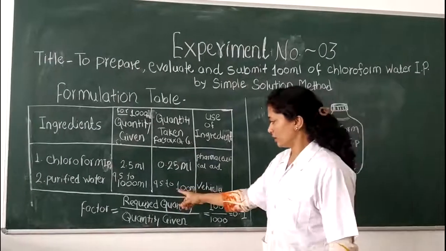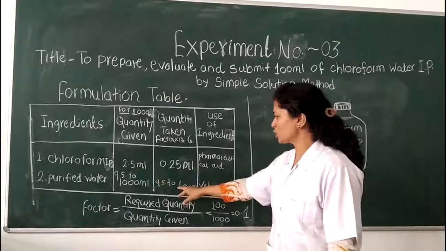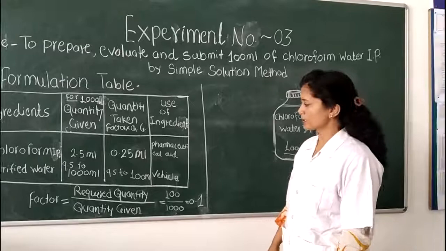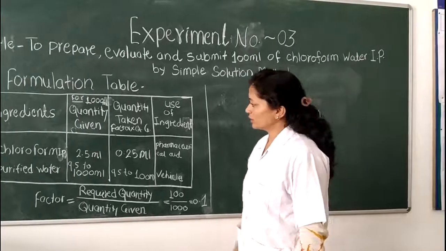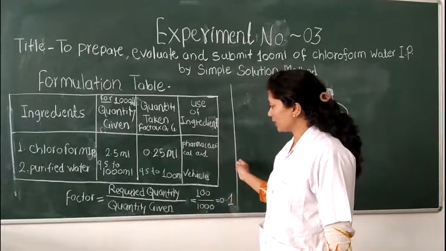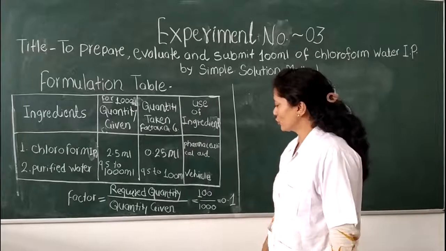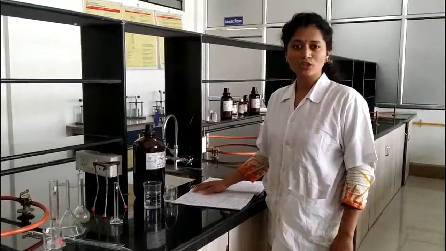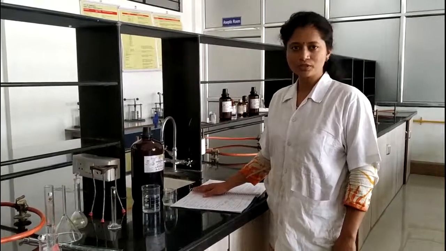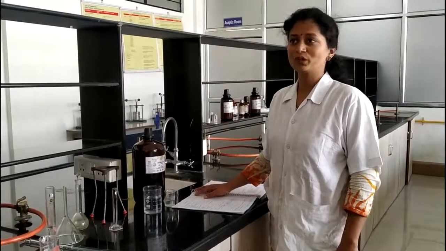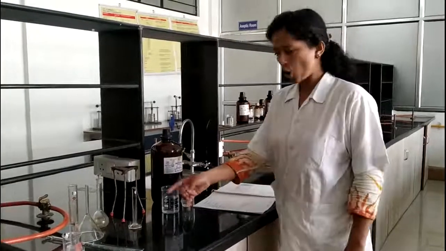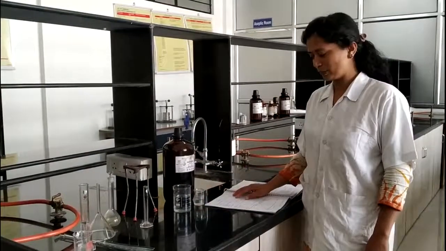Then the purified water quantity is QS to 100 ml, that is quantity sufficient for 100 ml. Then the use of chloroform is as a pharmaceutical aid and purified water as a vehicle. After completing our formulation table, we move towards the stepwise procedure for preparation of the chloroform water. For this purpose, we have assembled all the apparatus and given chemicals.